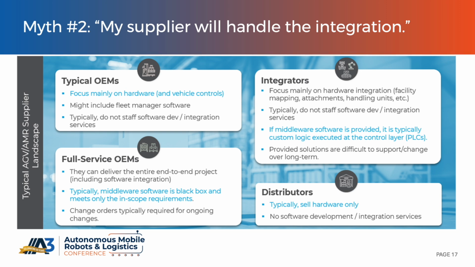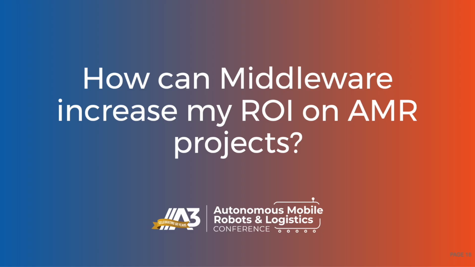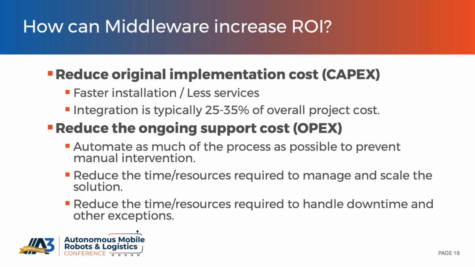Okay, so now that we've settled on the fact that we need middleware and understand what middleware is, how can we take it to the next step and have it start adding more value to our projects? So let's level set. When it comes to ROI, it's all about reducing cost. And there are really two ways you can go about reducing that cost. You can reduce the upfront implementation cost. Typically, that's a capital program that you're executing. And obviously, the way to do that is you're going to do it faster and you're going to do it with less services.